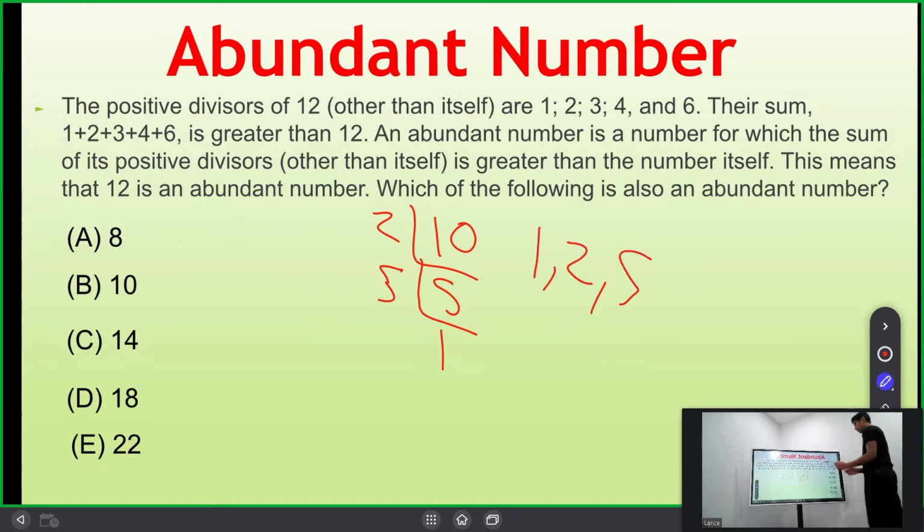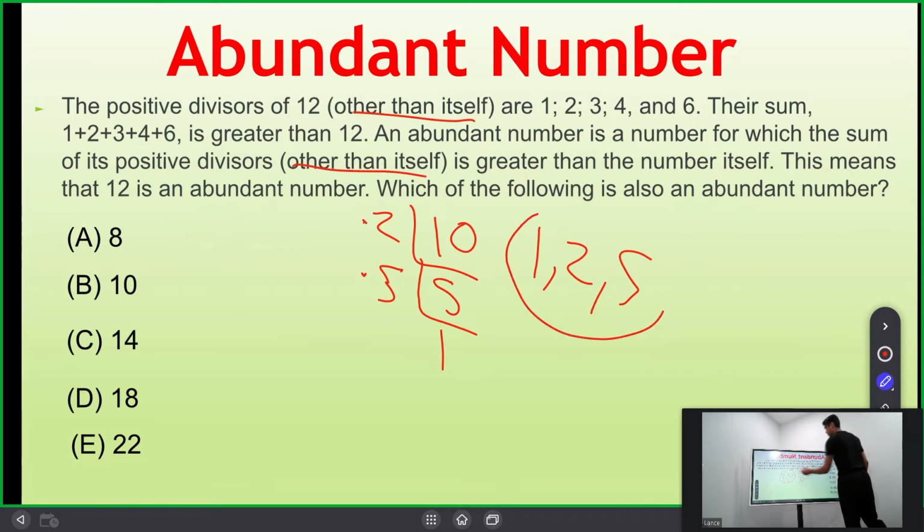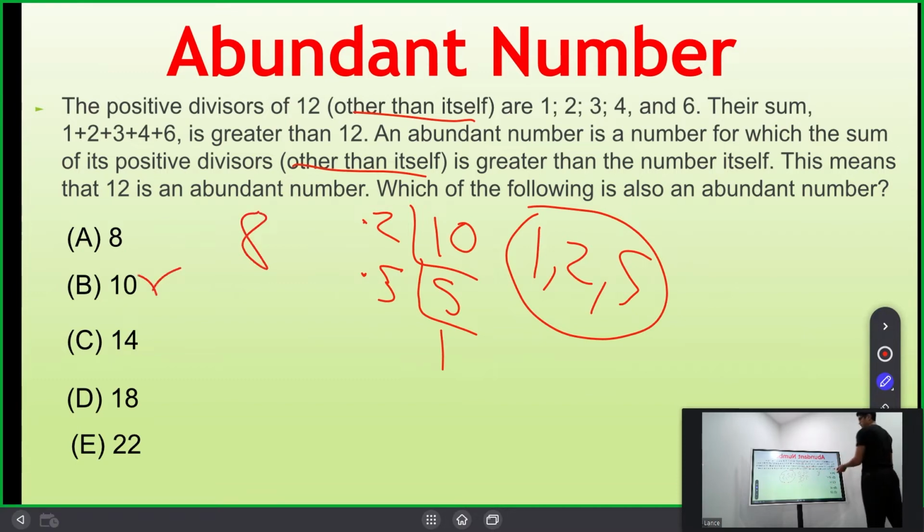So here's all the factors of 10. And if we try multiplying these together, it won't work because 2 times 5 is 10, and since it already shows here that other than itself, we're not able to put 10 there. So we know that these are the only possible answers for the factors of 10. And if we add these together, 5 plus 2 plus 1, we get 8, which also means that 10 is wrong because it does not equal more than 10.